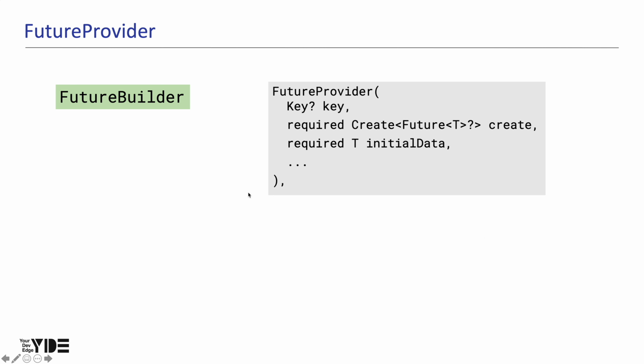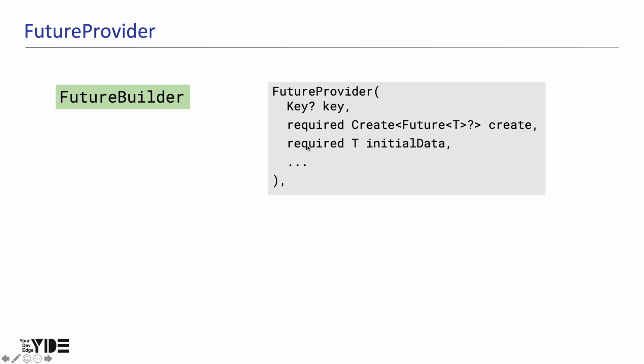FutureProvider is a provider that is used when the widget tree has already been built, but the value you want to use is not yet ready. This means that the widget tree has to wait for a value. This is pretty much the same thing as a FutureBuilder.